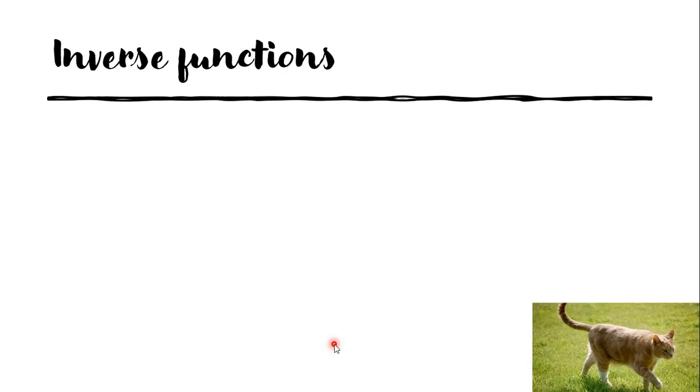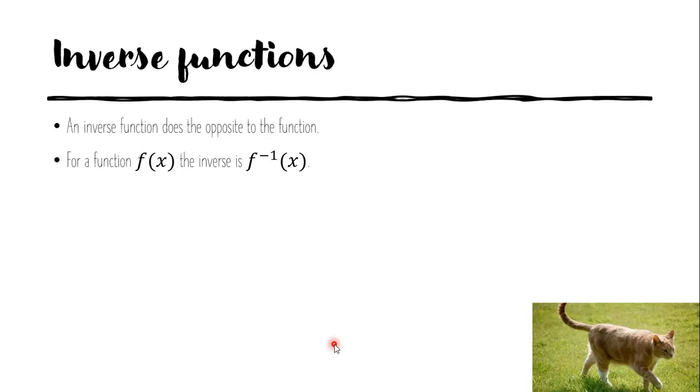Okay, so the next thing to cover is inverse functions. An inverse function does the opposite to the original function. So for a function f of x, the inverse is written as f to the minus 1 of x. Inverse functions map the output onto the input. So if you put 1 into f of x, it will give you an output. If you put that output into f minus 1 of x, or the inverse f function, you will get 1 out.